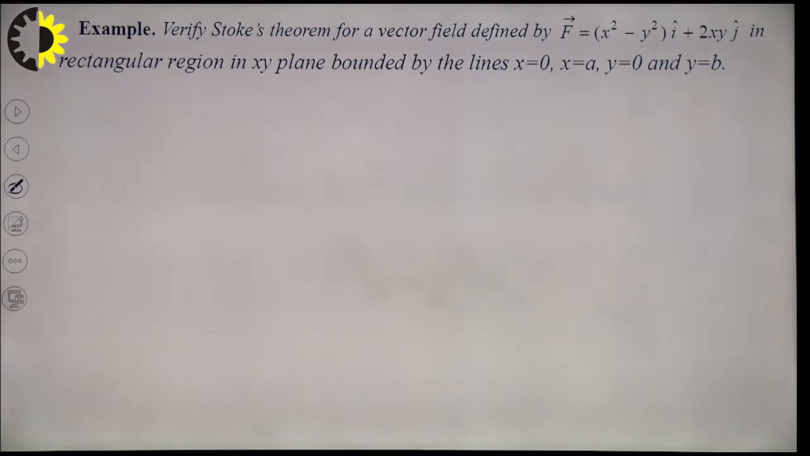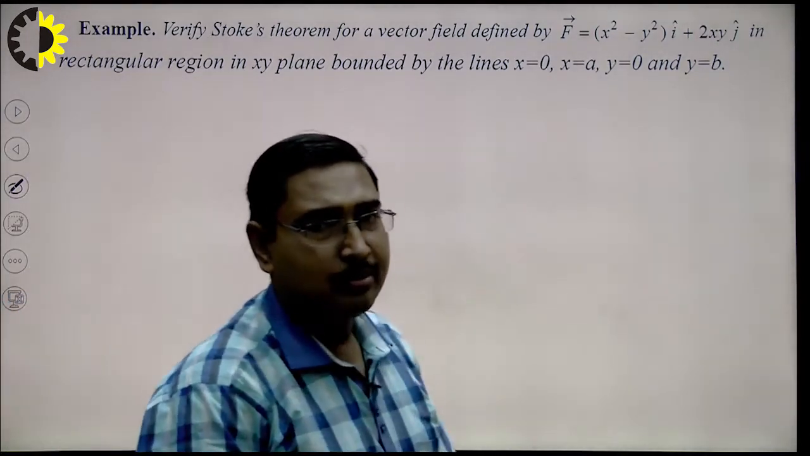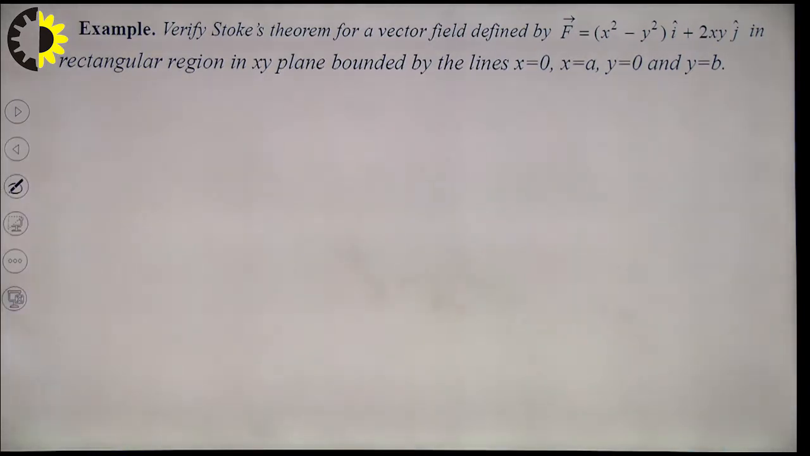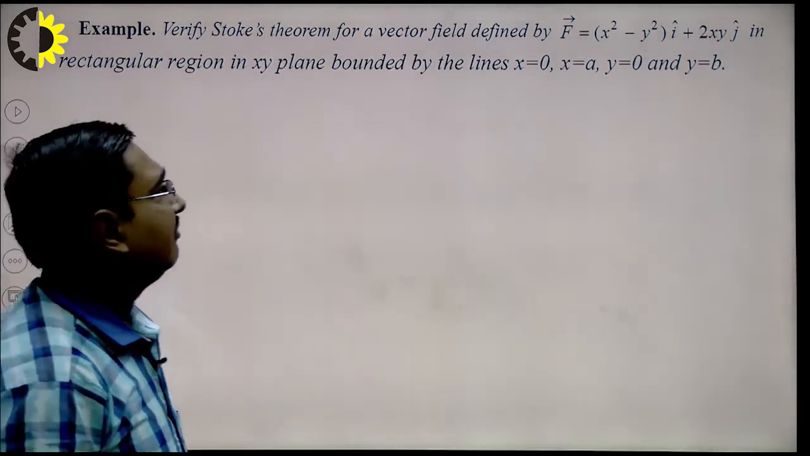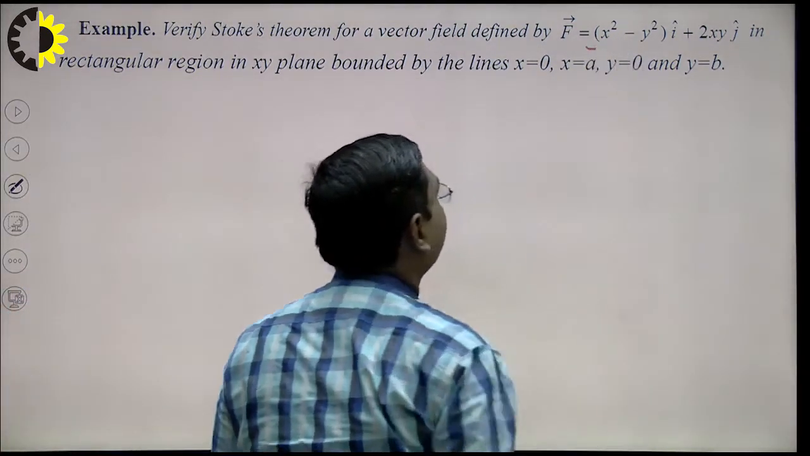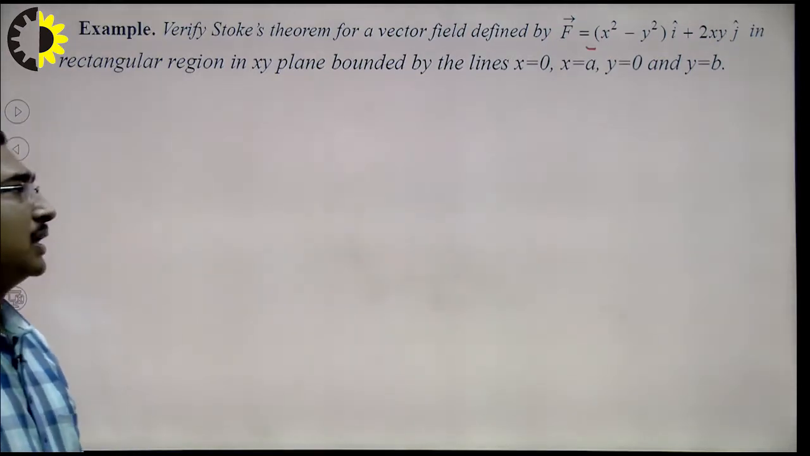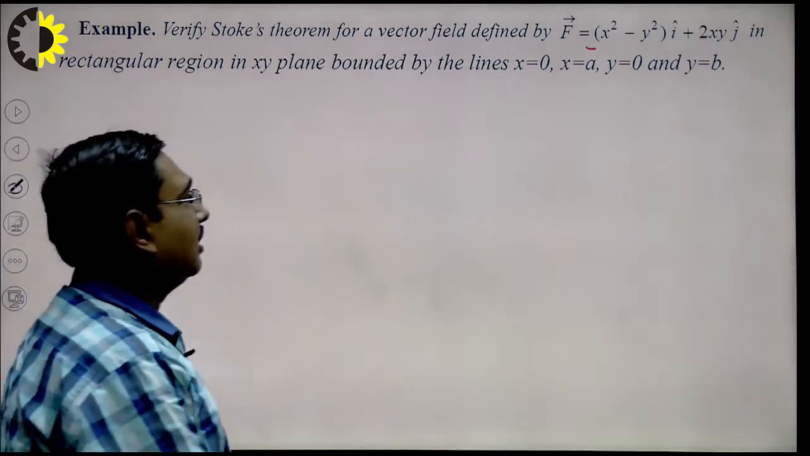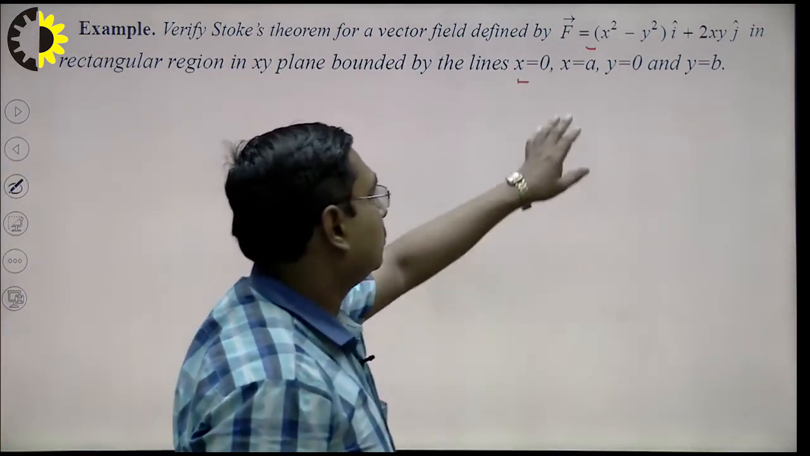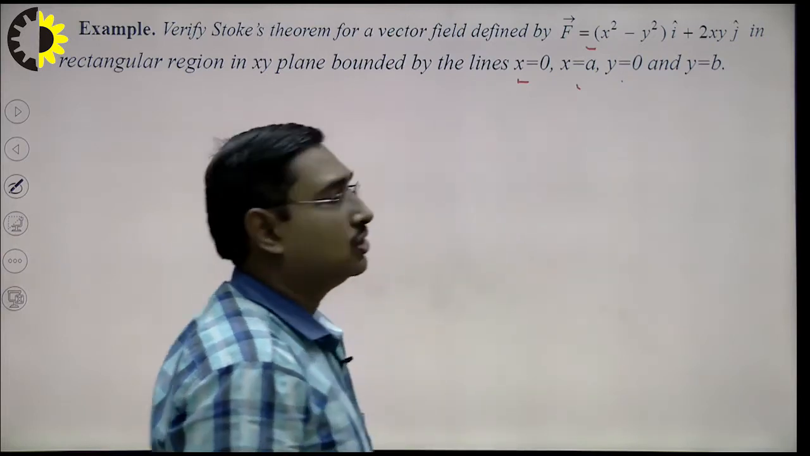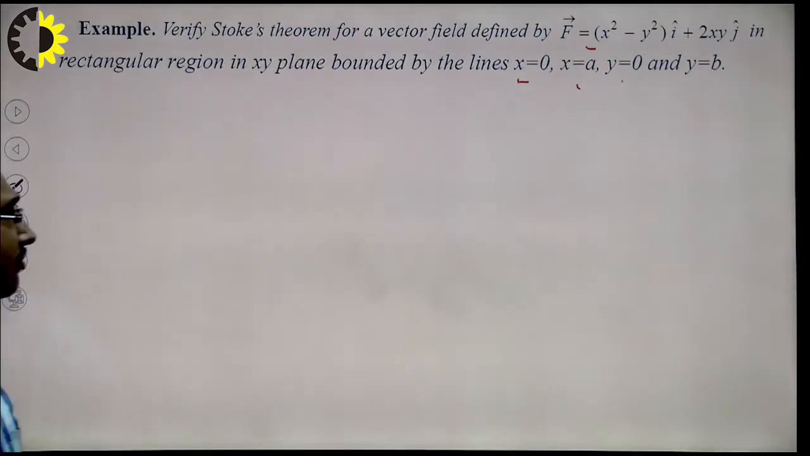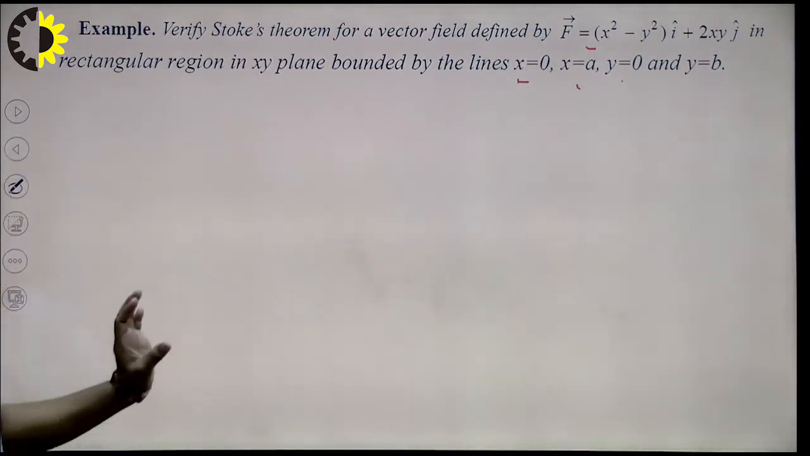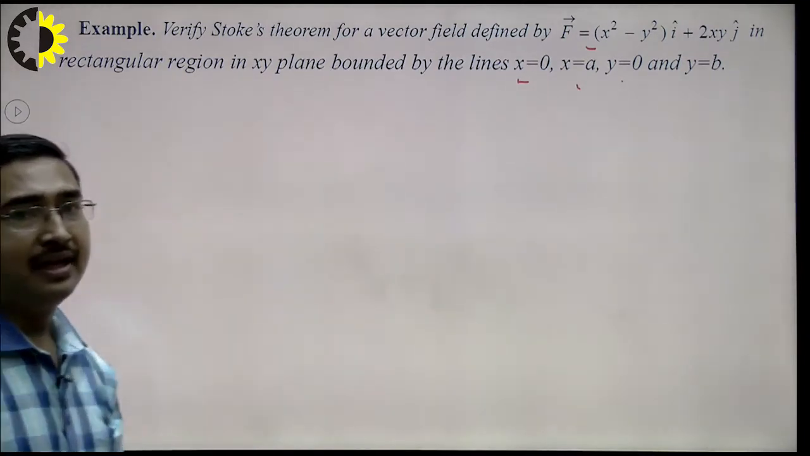Now we take an example. Through this example we shall verify Stokes theorem. The example says: verify Stokes theorem for a vector field f defined by f equals (x square minus y square) i cap plus 2xy j cap in the rectangular region in the xy plane bounded by the lines x equal to 0, x equal to a, y equal to 0 and y equal to b. We want to verify Stokes theorem for this function and the region bounded by this rectangle in the xy plane.